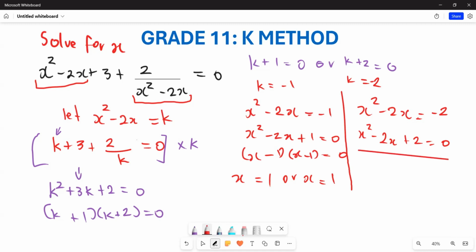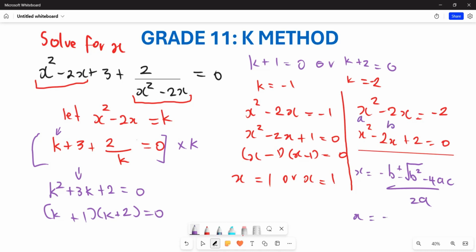Now, let's say we want to try out our quadratic formula and see whether it's going to assist us in this case. And remember, our quadratic formula is given by x is equal to -b plus minus square root of b squared subtract 4ac over 2a. Remember, this represents your a, this represents your b, and this represents your c. Now, if you plug this in, this is going to be negative. What is going to be your b? This is going to be -2.